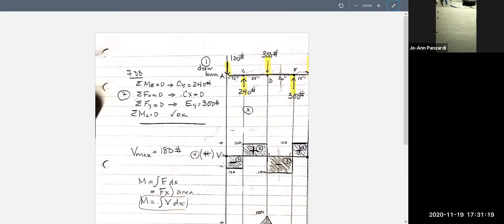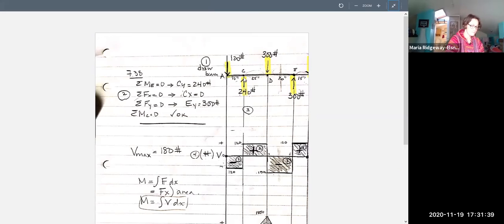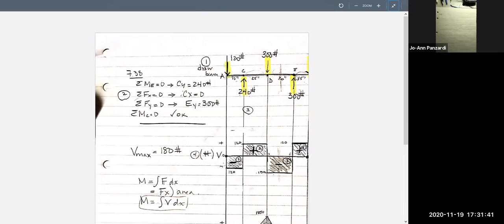At A, we had a 120-pound force going down. At D, we had a 300-pound force going down. And at F, which you can't see, there's a load of 120 pounds as well. We looked at these external loads and calculated the reactions at the support. At C, there was a pin, and at E, there was a roller.